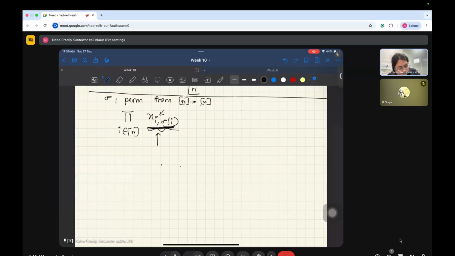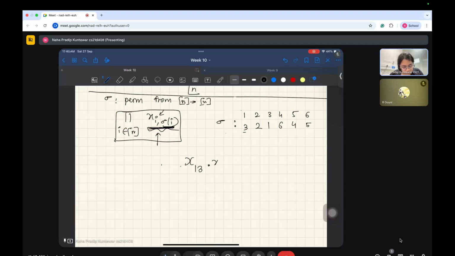The permutation sigma is 1 2 3 4 5 6 and 3 2 1 6 4 5. Okay, let's say this is the particular sigma about which we are talking. Then we want to write this particular expression. What is that? So x of 1 comma sigma of 1, which is 3, times x of 2 comma 2, because sigma of 2 is 2. Can you just tell me the rest of this? Yes, so remaining would be x31, and then x46, and x54, and then x65.